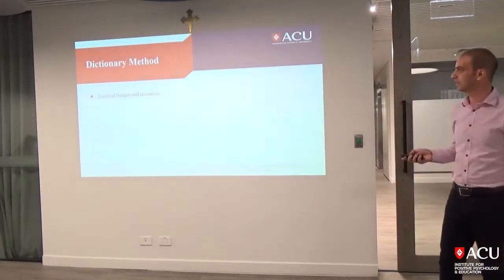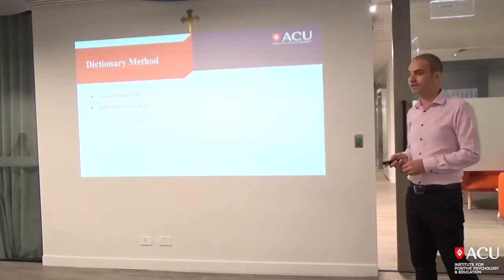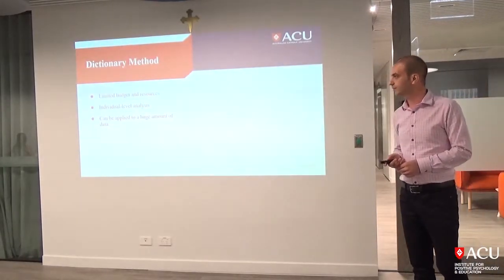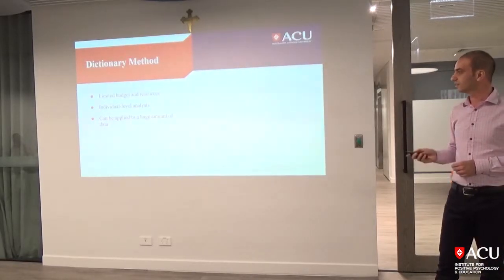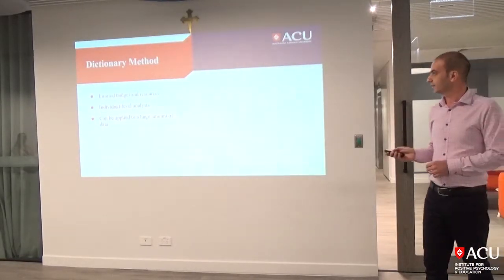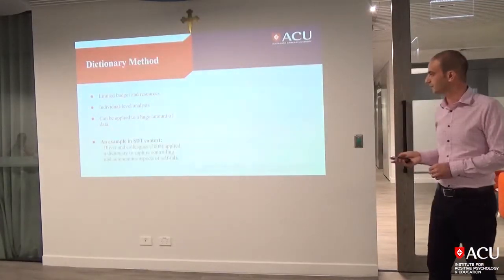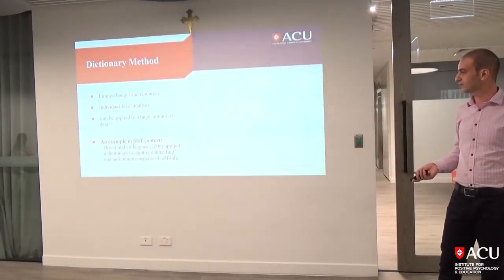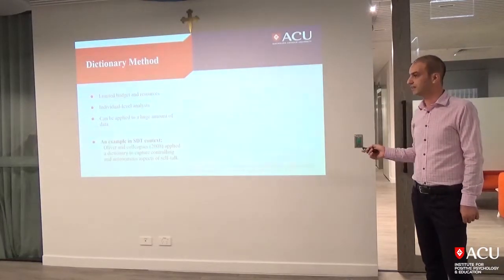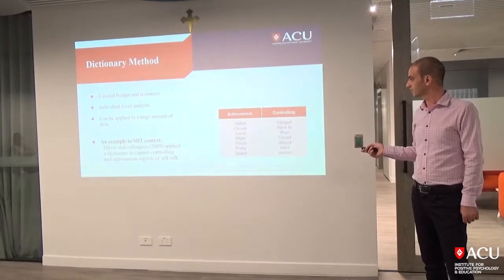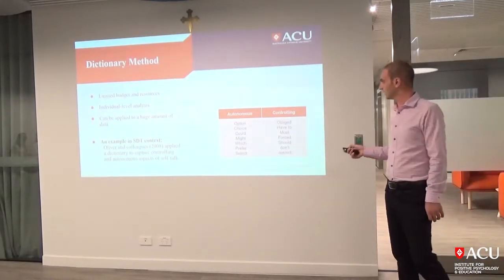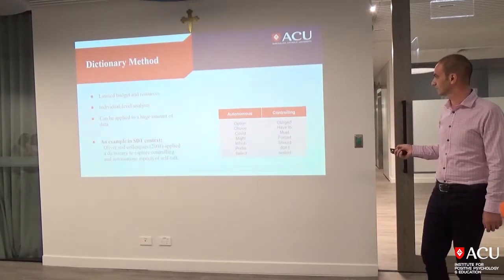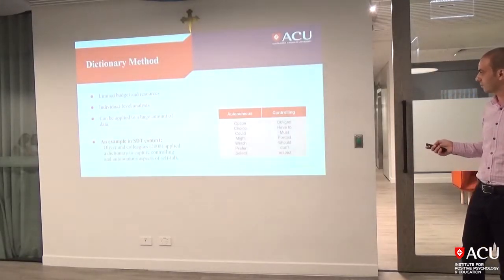The dictionary method is time, money, and resource efficient, and also the behavior can be analyzed at the individual level. And once the dictionary has been developed, it can be applied to a huge amount of data without any extra cost. As an example of a dictionary used in self-determination theory, Oliver and colleagues applied a dictionary to capture controlling and autonomous aspects of self-talk, and you can see a real example of their dictionary here. Some words such as option, choice, could are related to autonomous aspects, and words such as obliged, have to, and must are related to the controlling aspect.